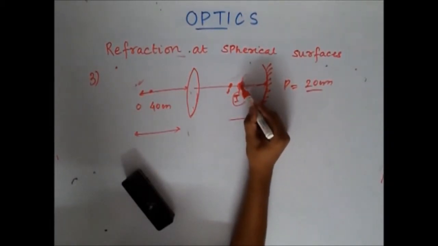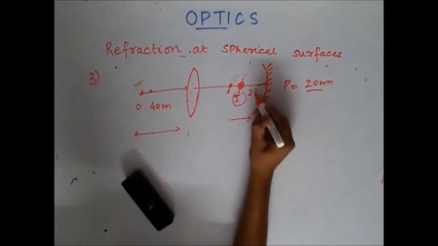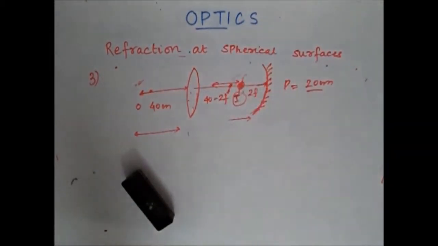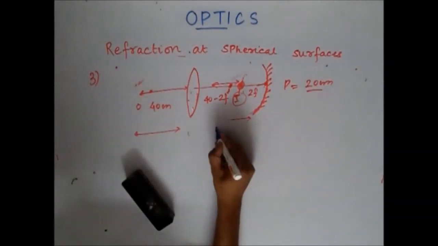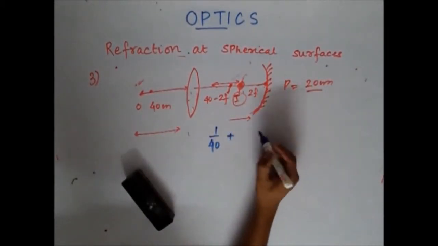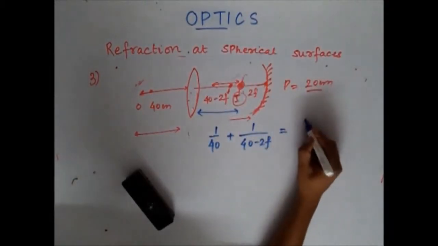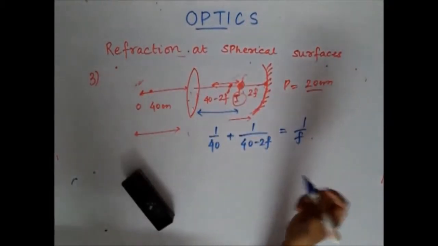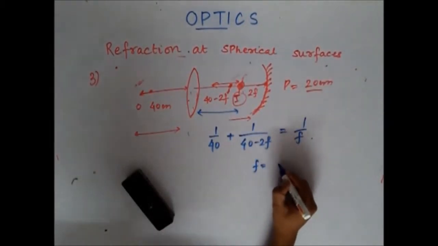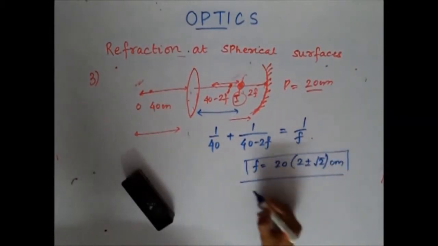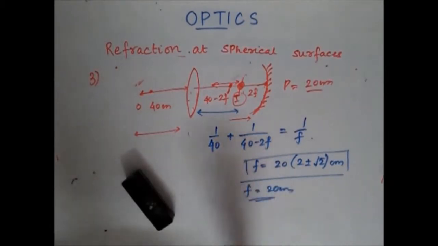And so, when this acts as the object to this lens, its image is formed here. So, when this is the radius of curvature, this distance will be 2f. And what will be this distance? This distance will be 40 minus 2f. So, you now write the equation for the convex lens. 1 by 40 plus 1 by 40 minus 2f, which is this distance, is equal to 1 by f. Now, if you solve this, you will get a quadratic whose roots will be 20 plus or minus 2 centimeter. So, this is my other solution. My first solution is f equal to 20 centimeter, and this is my second solution.